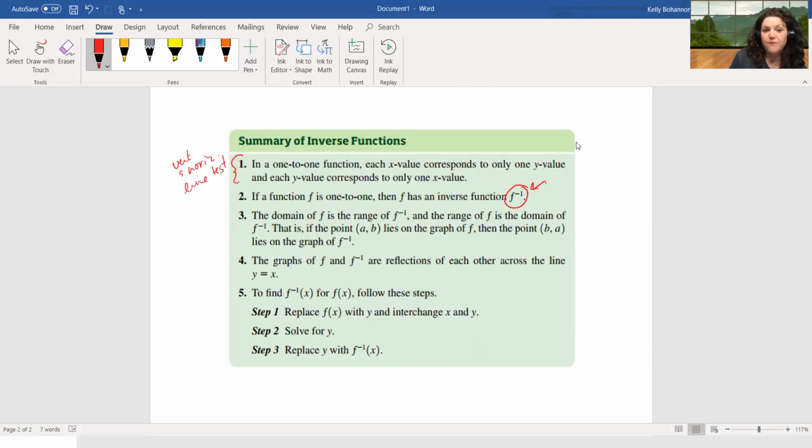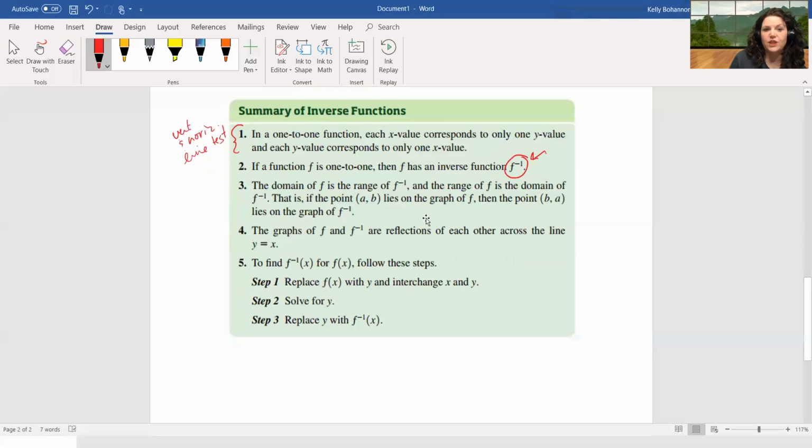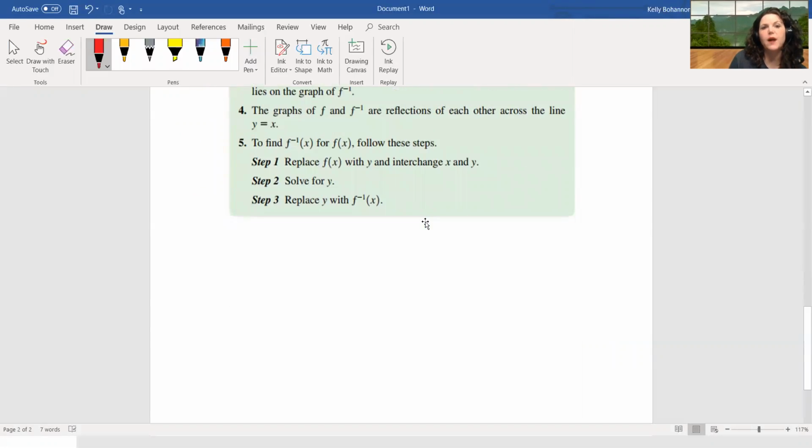To find the inverse for f of x, follow the steps. Replace f of x with y and interchange x and y. Solve for y and replace y with f to the negative 1 of x. So let's do one real quick, just not a trig problem, just to remind you how to do it. So let's say you have this.